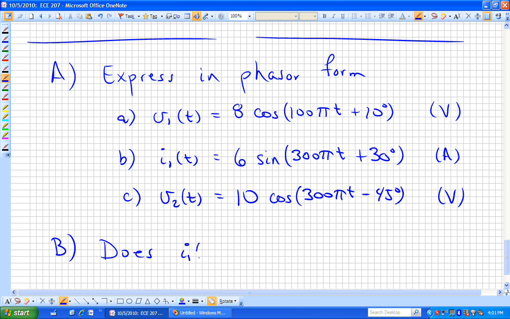Does I sub 1 of t lead, or lag v sub 2 of t? And hopefully it's clear what I mean by lead or lag. So does I sub 1 of t lead v sub 2 of t? So I guess don't answer that with a yes or no. Say it's either leading or lagging. It's either in front of or behind, basically.